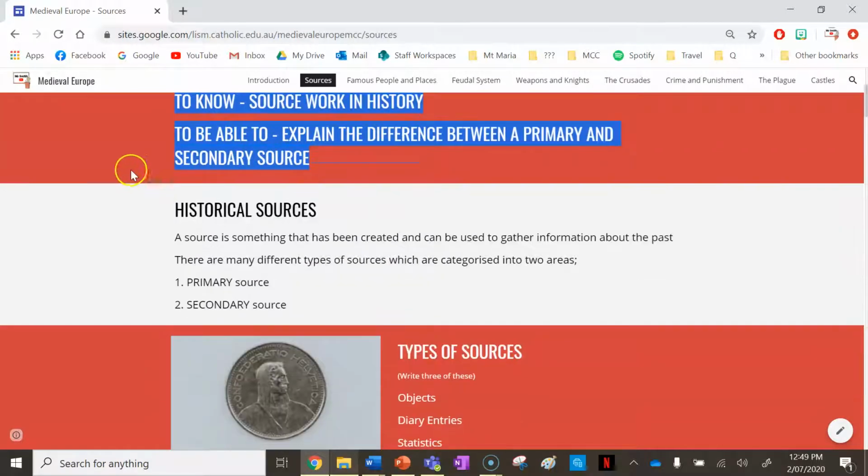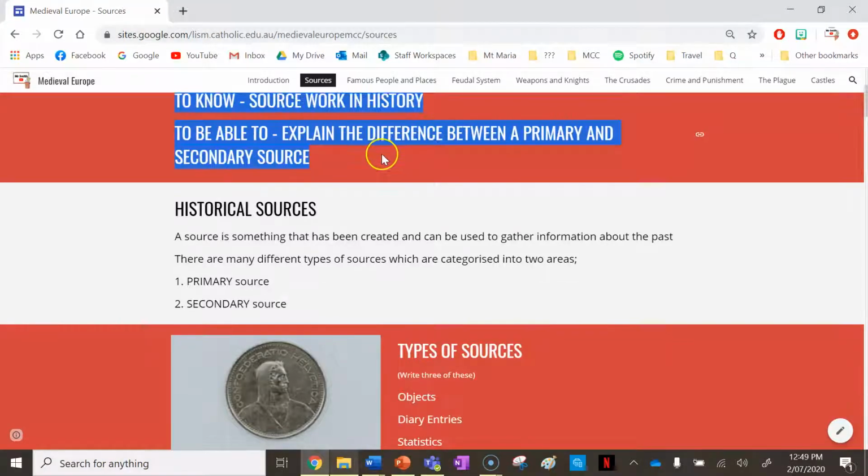You're to be able to explain the difference between a primary and secondary source. Now, even though we haven't started our study of particular topics like famous people and places in medieval Europe, the feudal system, or weapons and knights, it's important that we get a good coverage of source work because it's a very important skill in history.